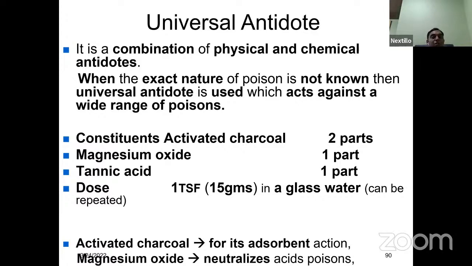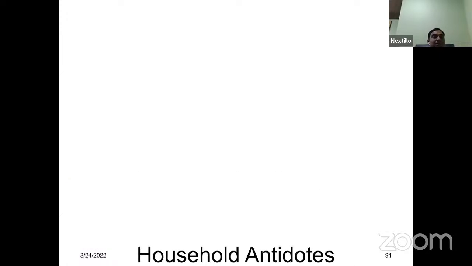When the exact nature of the poison is not known, the universal antidote is used, which acts against a wide range of poisons. It constitutes activated charcoal 2 parts, magnesium oxide 1 part, and tannic acid 1 part. The dose is 1 teaspoonful, 15 grams, in a glass of water, and it can be repeated. Activated charcoal acts by adsorption, and magnesium oxide neutralizes the acids of poisons. So this is a universal antidote.